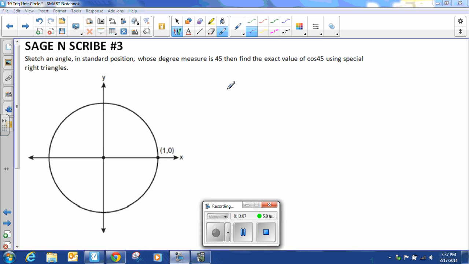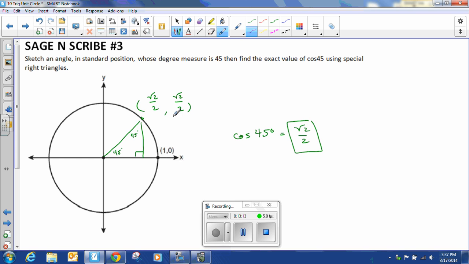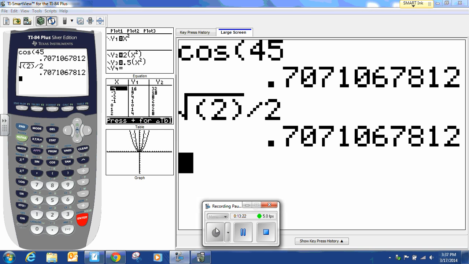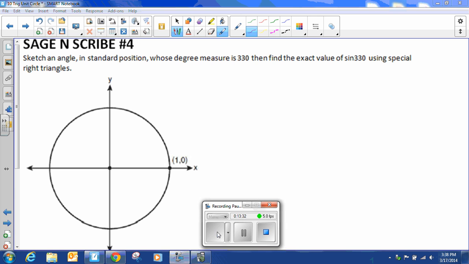Sage and Scribe 3, we're in quadrant 1 because we want simply 45 degrees, and the cosine of 45 degrees would be the x value over here, which is just square root of 2 over 2. And here's our calculator check. As you can see, cosine of 45 is 0.707, and square root of 2 over 2 is also 0.707.